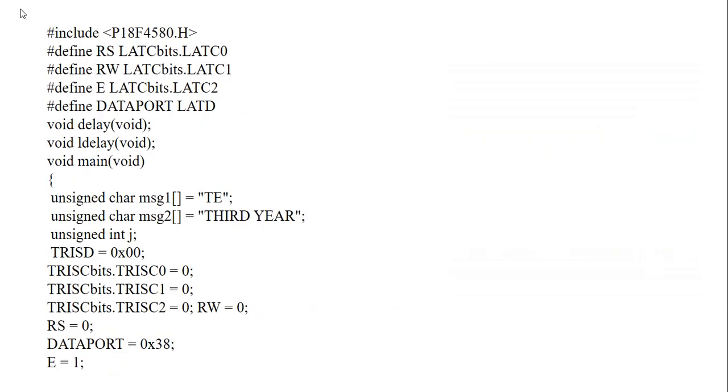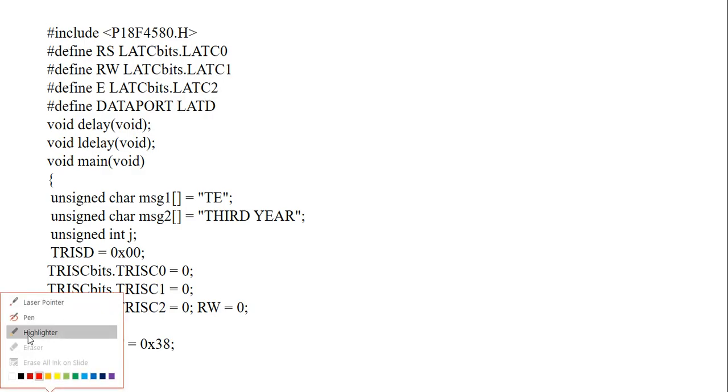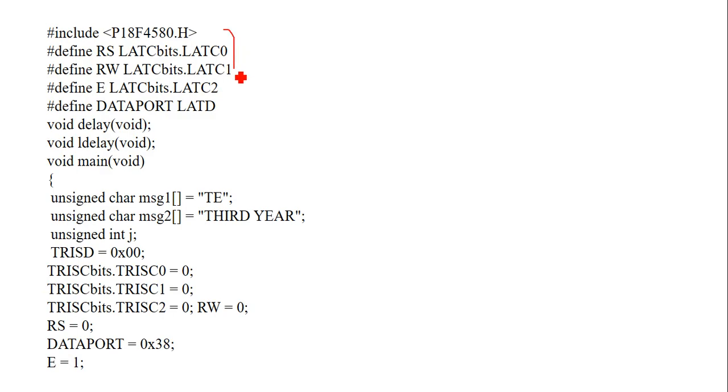So here I have taken one example. From port C, 3 bits are used for the control signal, and port D is used as a data port. Two delays I have taken. One delay is for the 125 microseconds. Why 125 microseconds? I'll explain to you. Then the main program will start.